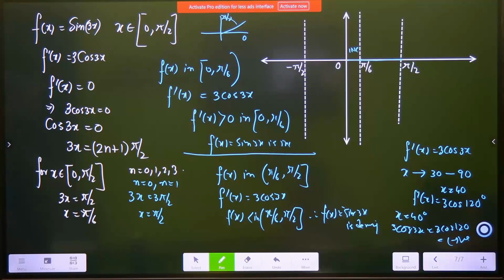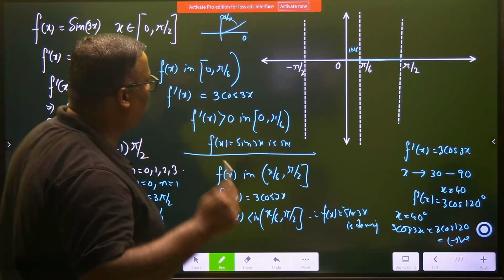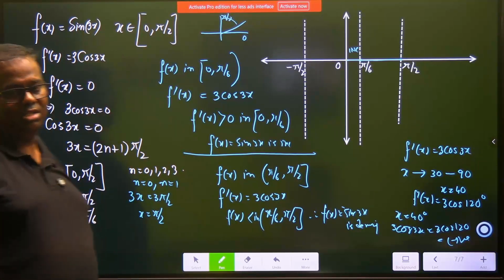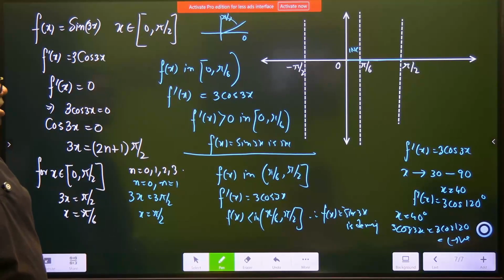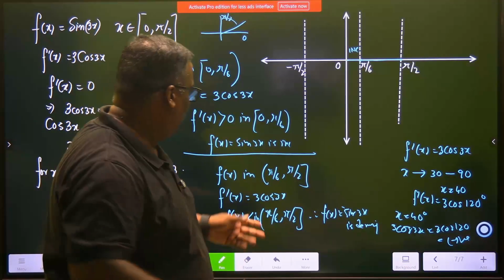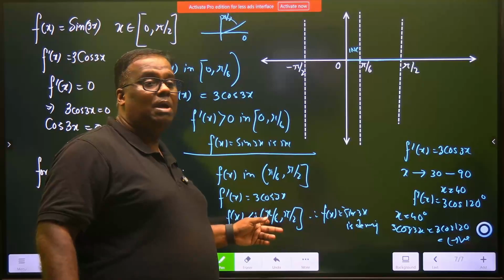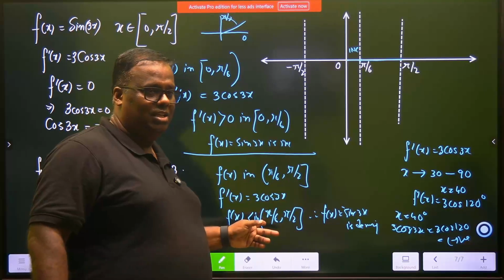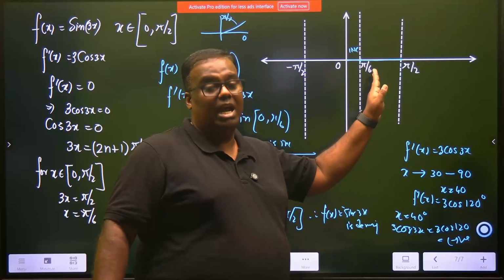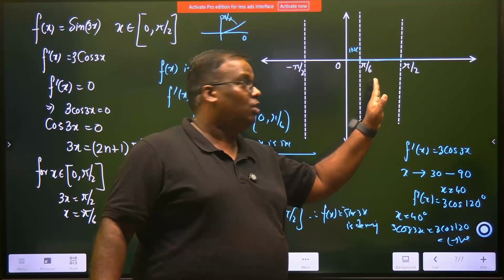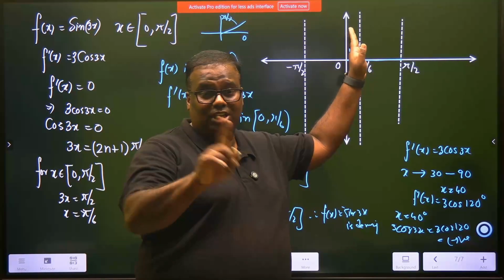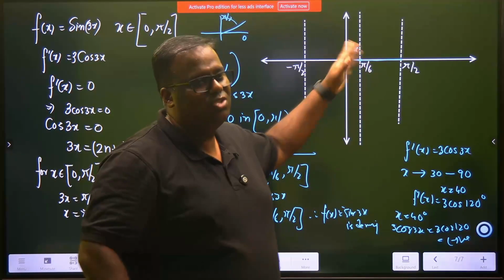Clear? Just keep those options open. Whenever these things come with 3x, we can plot this. Another thing: what is the minimum value out here? Pi by 6, that is 30. You can't go beyond 30, because at 30 it becomes 90. Cos 90 means you are still positive. But if it is 31, you fall into the negative zone.